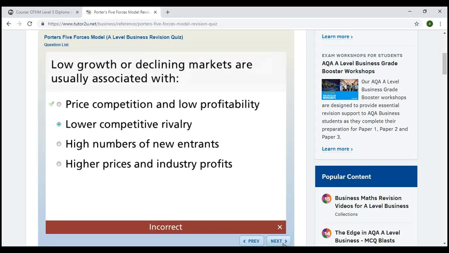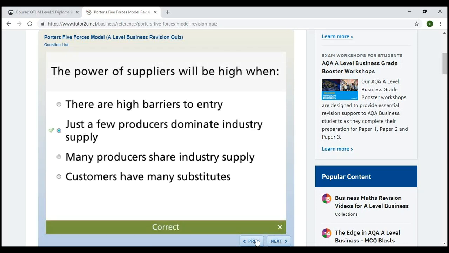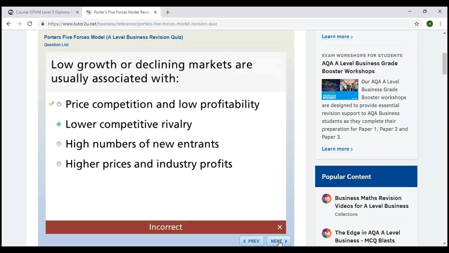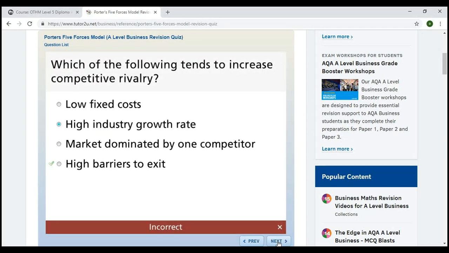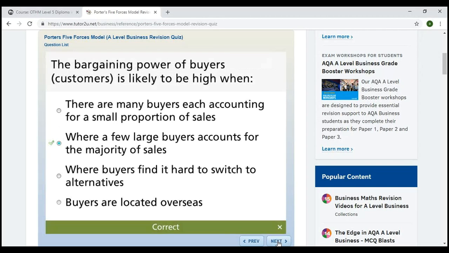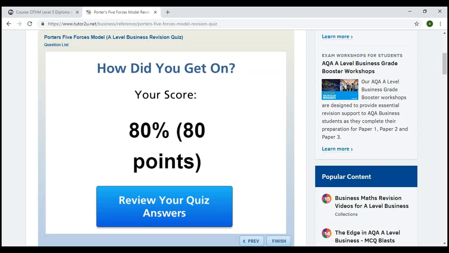Okay, well done. So that was price competition. Lower growth and declining markets are usually associated with price competition and lower profit, yes. Because of the declining market, there is more competition and lower profit. That was high barrier to exit, yes. Competitive, yes. High barrier to exit. Okay, well done. So that's all, well done. It's really good. Amazing, well done.